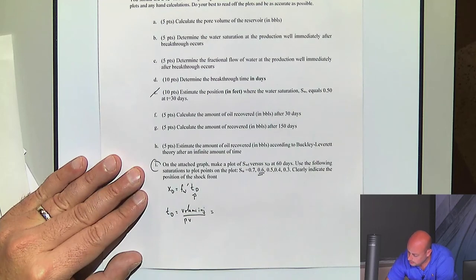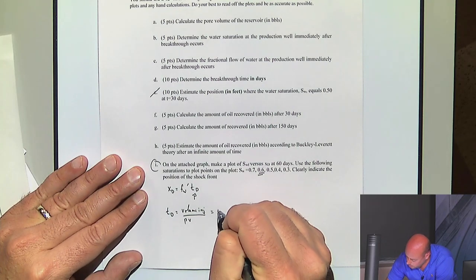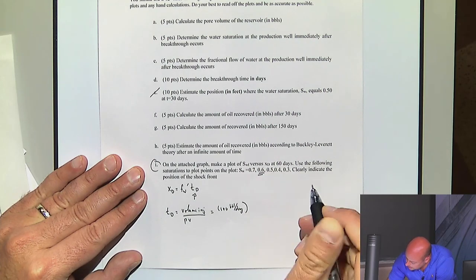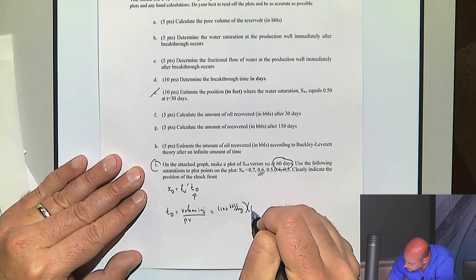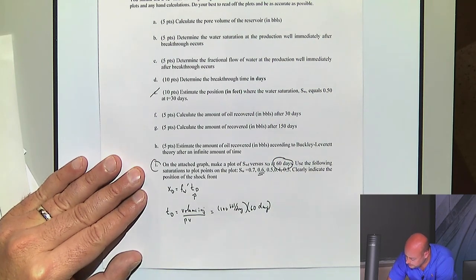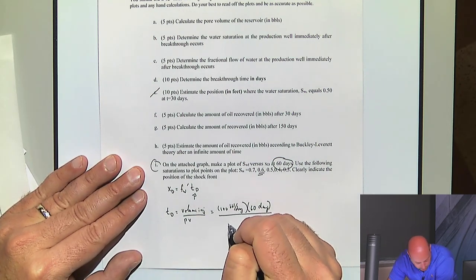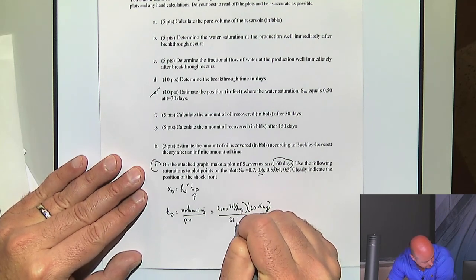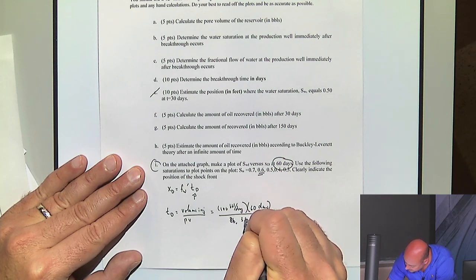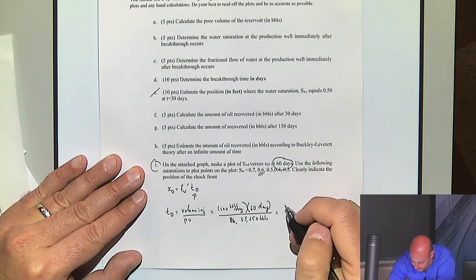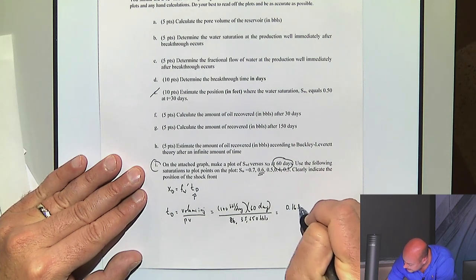If you remember, we were injecting 100 barrels per day, and I tell you that we're going to do it after 60 days. So the volume we've injected is 100 times 60, so 6,000 barrels. And if you recall, the pore volume we calculated last time was 35,650 barrels. And that gives a dimensionless time of 0.1683.